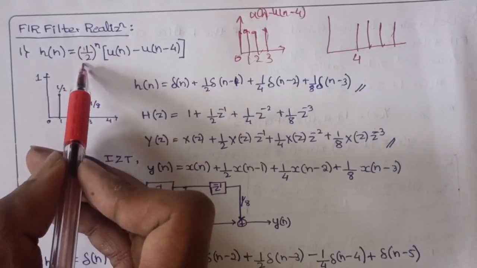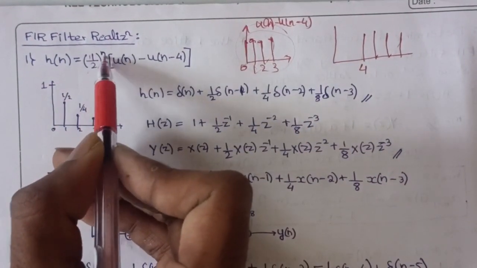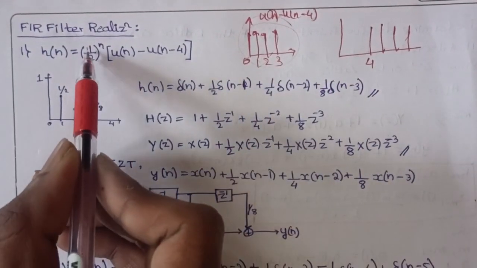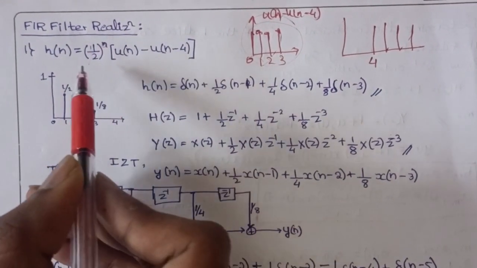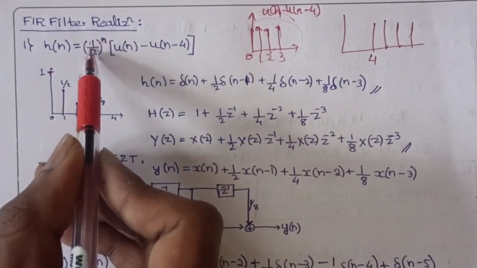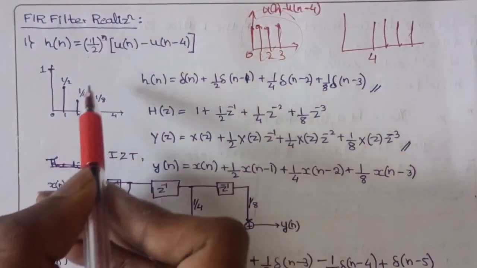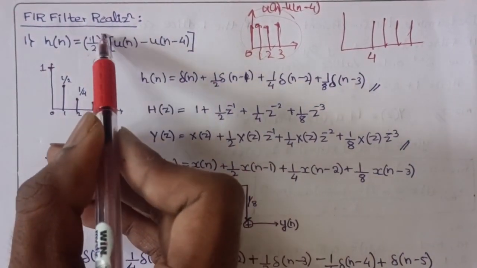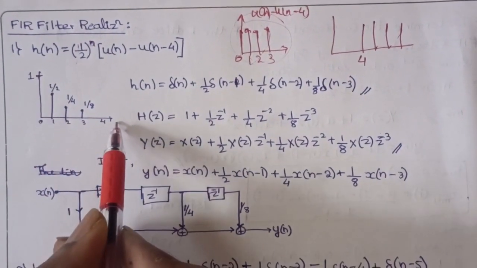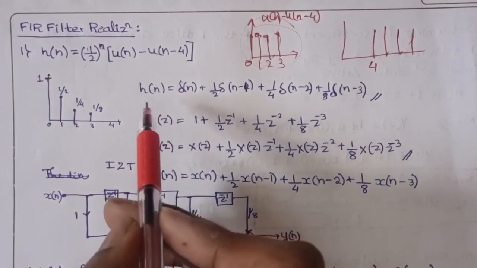We have given (1/2)^n. When this signal is multiplied by (1/2)^n, where n goes from 0, 1, 2, 3: when n is 0, we get (1/2)^0 as 1. When n is 1, we get 1 by 2. When n is equal to 2, we get 1 by 4. And when n is equal to 3, we get 1 by 8. Hence, we have to plot the FIR form for this filter, for these signals.